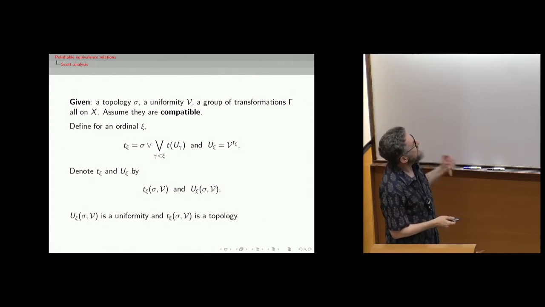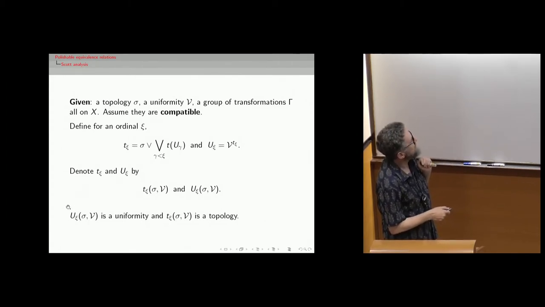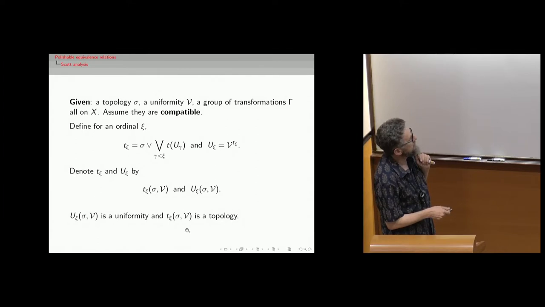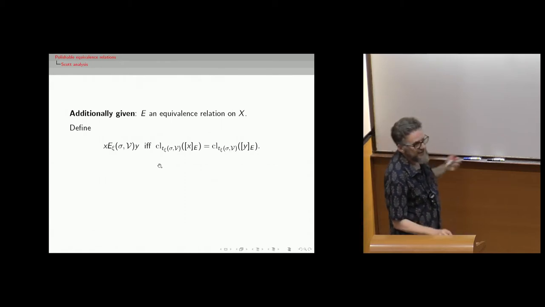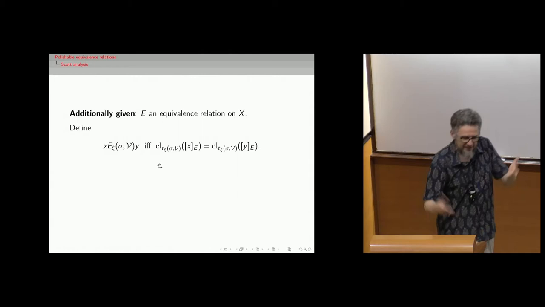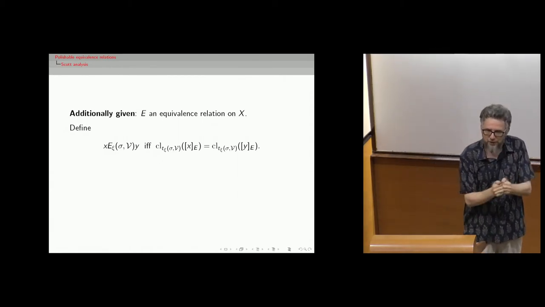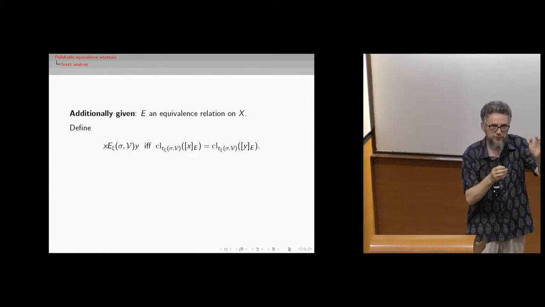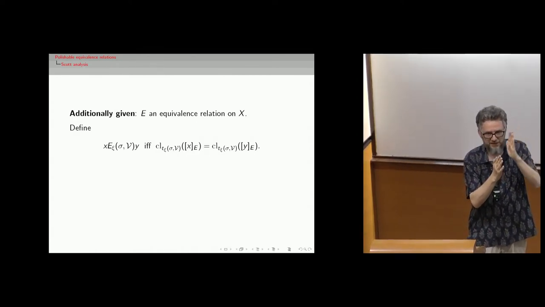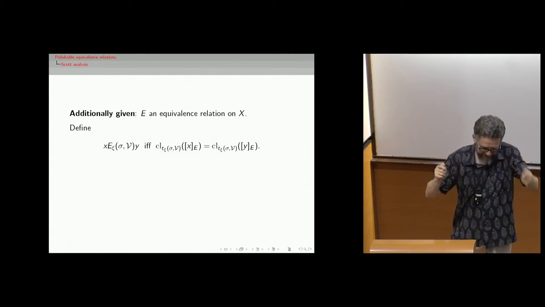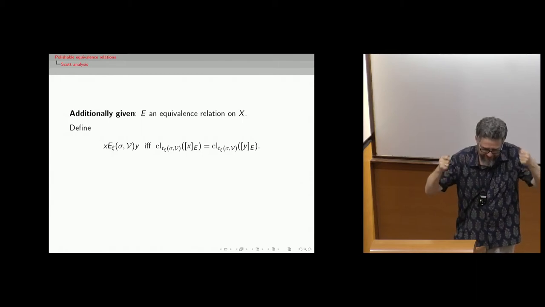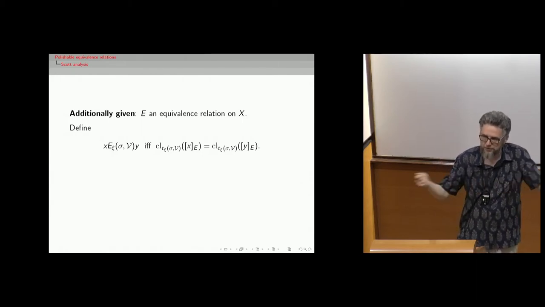Okay, and then one checks, this requires some checking, that u xi is a uniformity and each tau xi is a topology. So additionally, I have an equivalence relation. If I have an equivalence relation and a topology, you form a new equivalence relation. It's done a million times in descriptive set theory. So you make two points equivalent if they belong to the closure. If I take x and y, take the equivalence class of x, the equivalence class of y, take their closures, and ask if they are equal. If they are equal, make them equivalent.